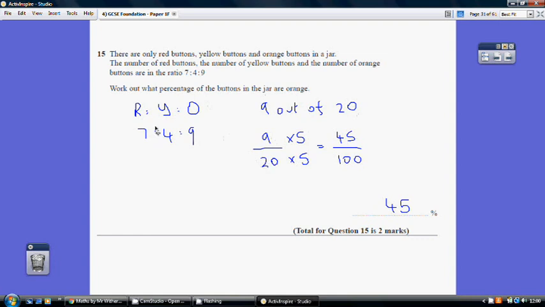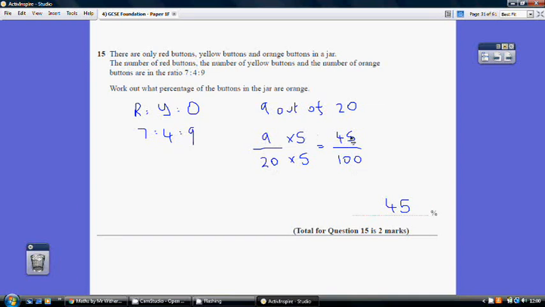Now to write it as a percentage, we need it to be out of 100. So I need it to be something over 100. How do I make 20 become 100? I multiply by 5. That's going to be the equivalent fraction. If I'm multiplying the bottom number by 5, I've got to multiply the top number by 5 as well.